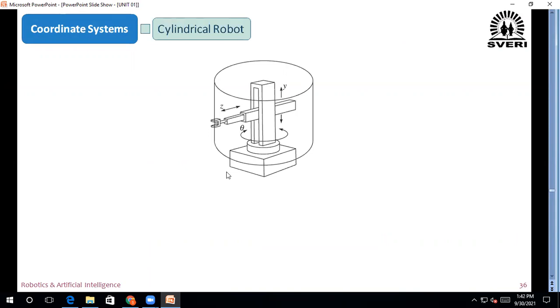Cylindrical robot, which is moving along the y-axis, that is up and down, then the z-axis, in and out, and this base or this pillar will rotate at an angle theta. That's why it is known as cylindrical robot. And this end effector will trace a cylinder. Its end point will trace out a cylinder. That's why it is known as cylindrical robot.